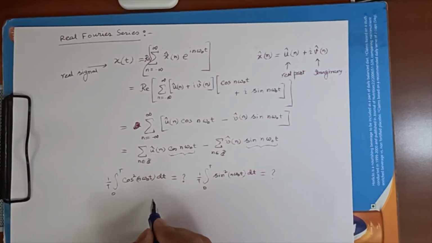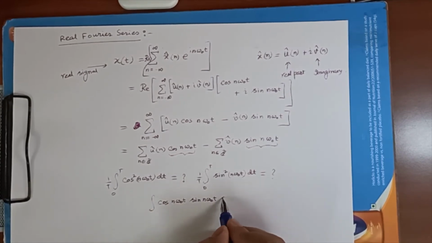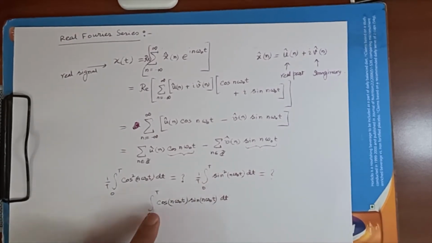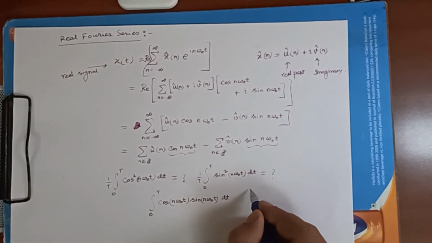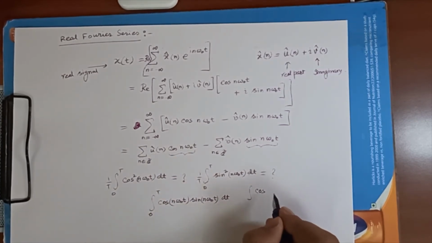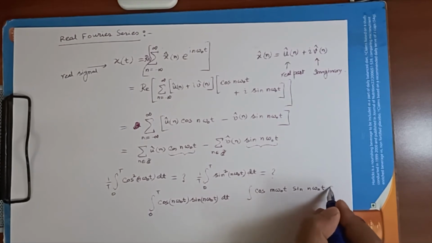Now you can also check whether they are orthogonal to each other. You can check the integral of cos n omega 0 t sin n omega 0 t dt, whether this is 0 or not in the interval 0 to T. This will become sin 2 n omega 0 t, so if you integrate, you will get 0. Similarly, you test for other combinations, for all n and m combinations. So cos m omega 0 t sin n omega 0 t dt, this you check.